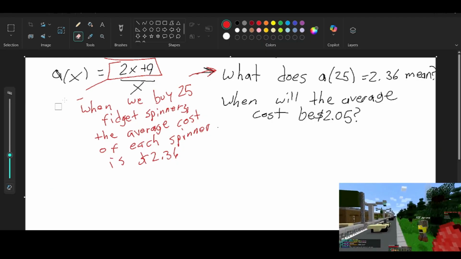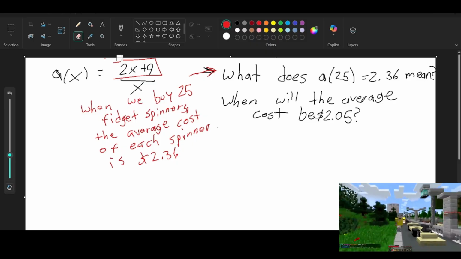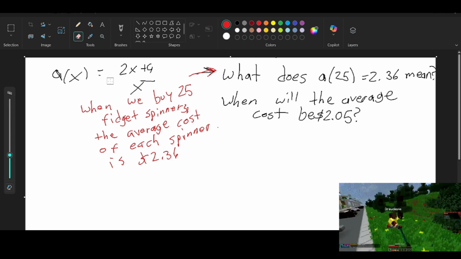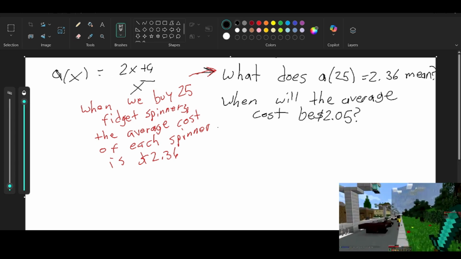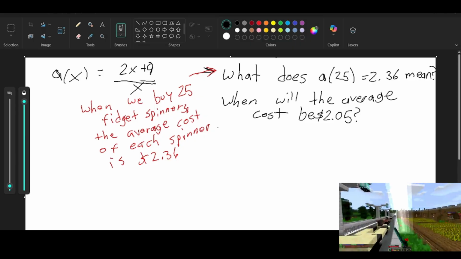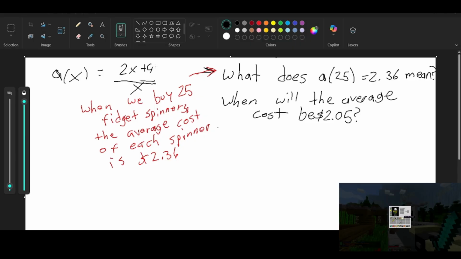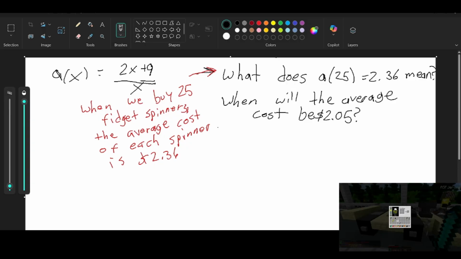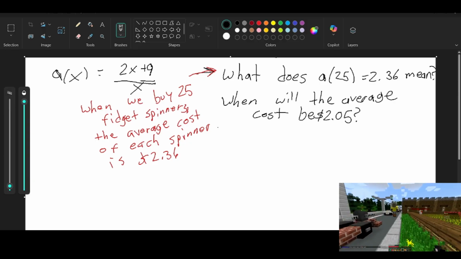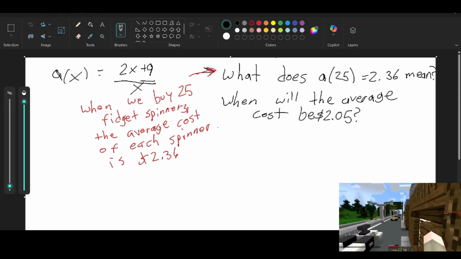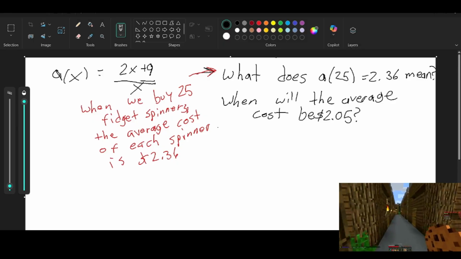So I know this is a very specific scenario, but you're going to see examples like this on the test. It might not be about fidget spinners. It might be about clothes. It might be about buying shoes or something. I have no idea. I'm not the one making the test this time. But you're going to have to be able to interpret these values in a scenario. Like we always talk about, when will I need this? Well, there are scenarios where math is really important to understand.